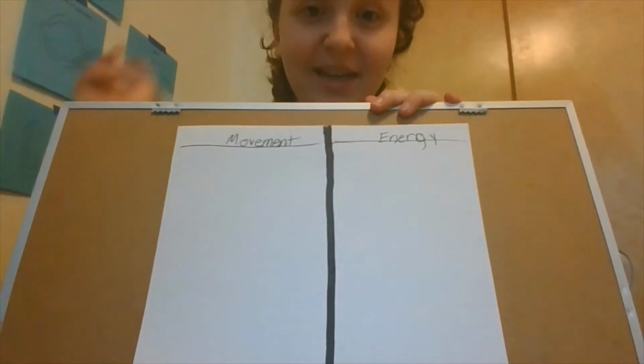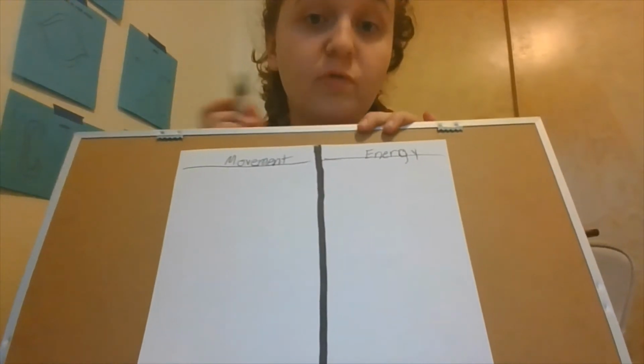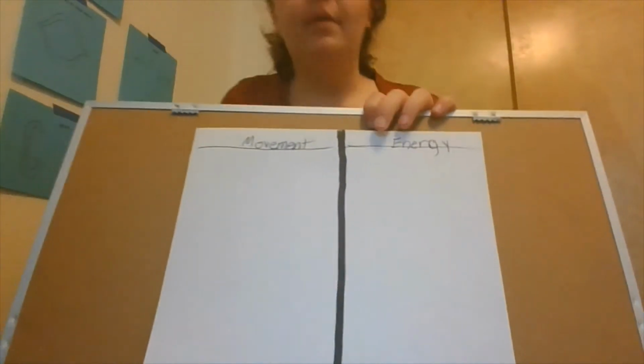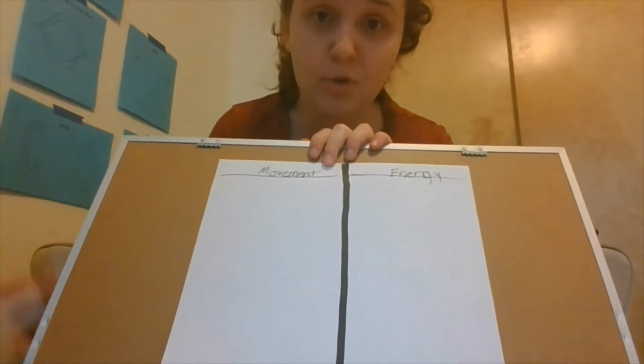Today, I'm going to show you a variety of activities that use different ways to move to change your energy level. There's a corresponding written activity you can do to help your kids keep track. So you'll take a piece of paper, draw a line down the middle. On one side, write movement, and on one side, write energy. And then you're going to help your kids identify different directions they can move.